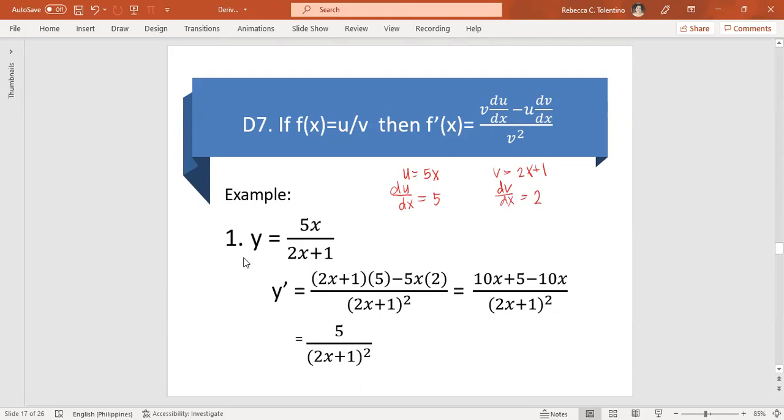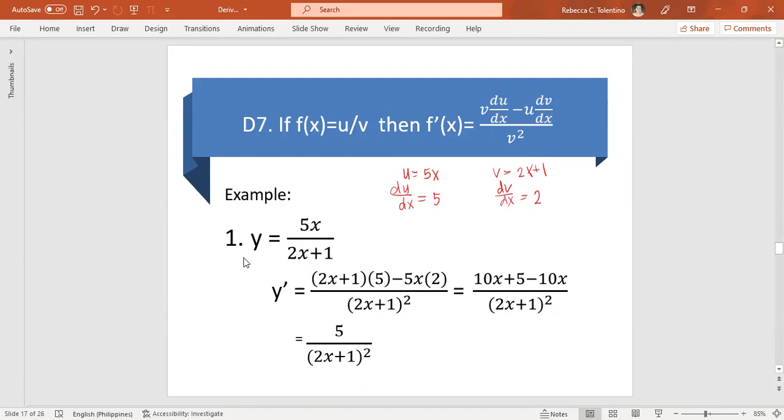Applying the formula, so we have v. So that's 2x + 1 multiplied by the derivative of u, which is 5, minus u, that's 5x, times the derivative of v, which is 2, all over (2x + 1)².